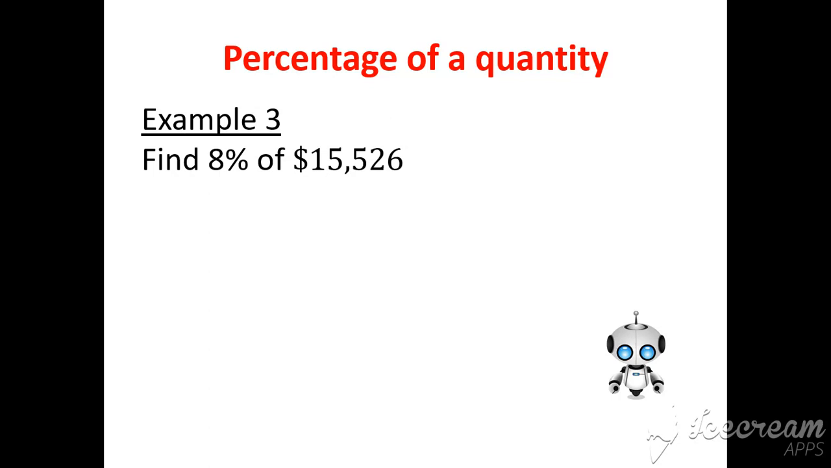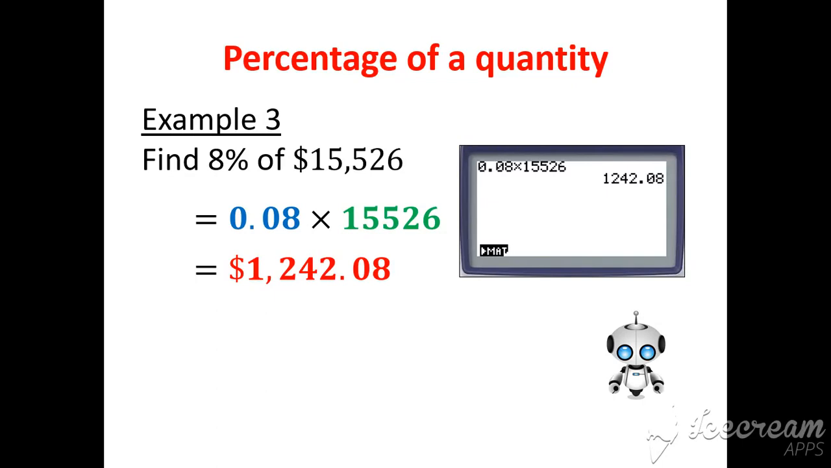Right, what about find 8% of 15,526? Well, 8% is one of these tricky ones. It's less than 10, so don't go 0.8. It is 0.08. You need to remember that any number less than 10%, just chuck an extra 0 in there. So 8% is 0.08. And when I multiply that by the 15,526, I get my answer of $1,242.08.